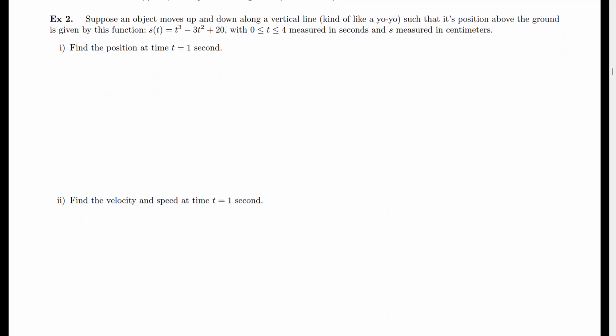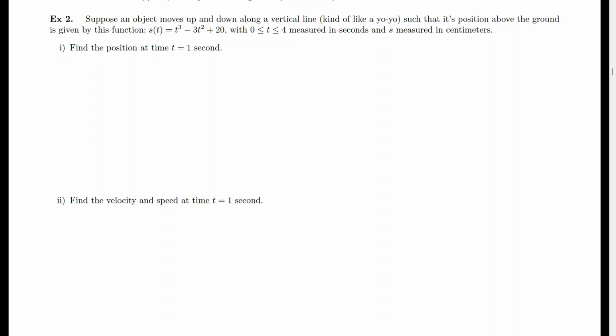Example number 2 says, suppose that an object moves up and down on a vertical line, kind of like a yo-yo, such that its position above the ground is given by the function s of t equals t cubed minus 3t squared plus 20. And in this problem, we're assuming that the small t is a number between 0 and 4, possibly equal to 0 or equal to 4. So basically, the experiment is going for about 4 seconds. So we're making this object move up and down along a vertical line, kind of like a yo-yo, for 4 seconds. And s is measured in centimeters. So that's just the unit of the distance.